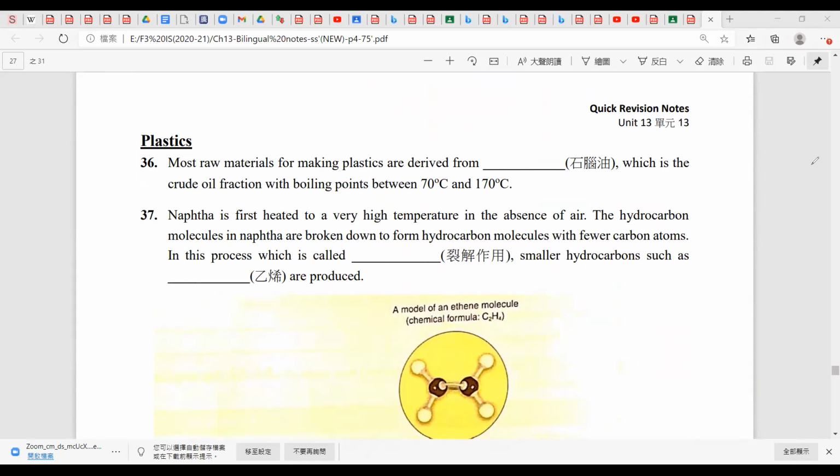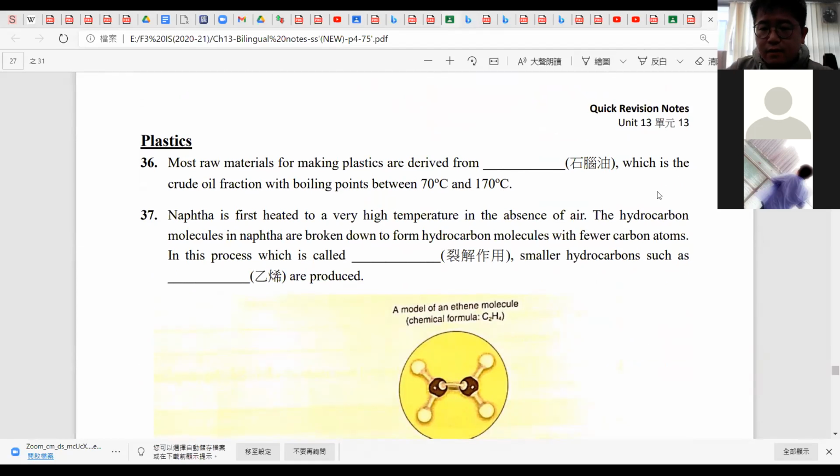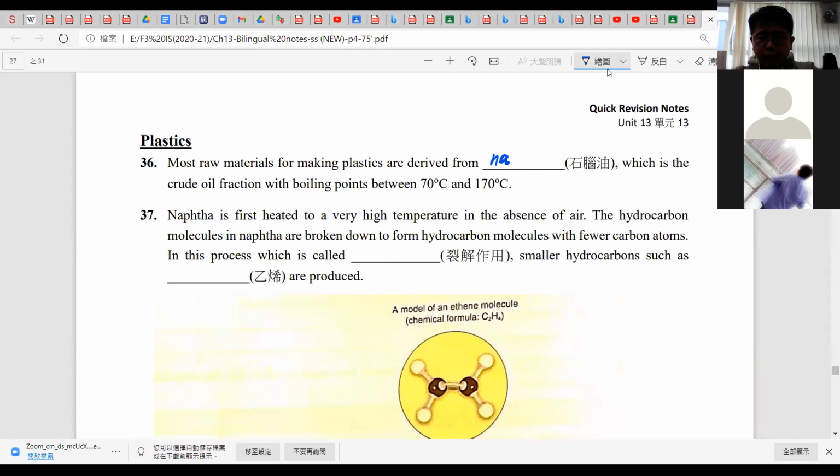It comes from one boiling point fraction, from 70 to 170 degrees. What is that in English? Anyone who can tell? How do you pronounce the word? Now we call that naphtha, N-A-P-H-T-H-A.